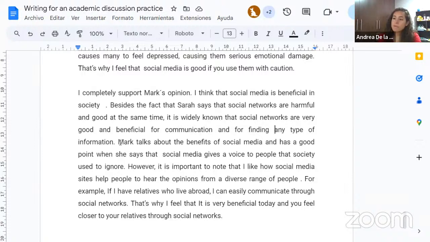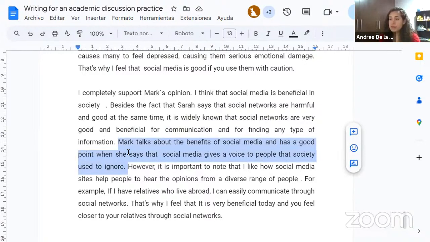Now, here you have Mark talks about the benefits of social media and has a good point when he says that social media gives a voice to people that society used to ignore. Okay, in this part, careful. You don't have to talk about Mark, you have to talk about Sarah, the student that you don't agree with. What you guys have to do, I'm going to say it in Spanish.